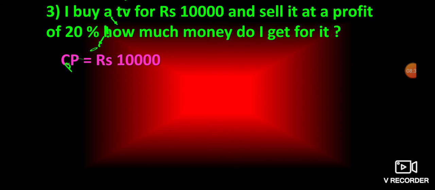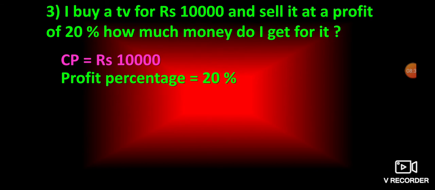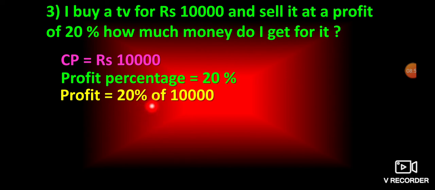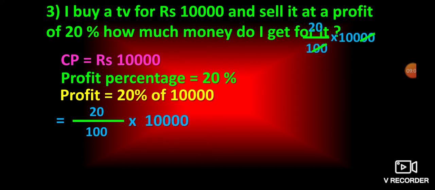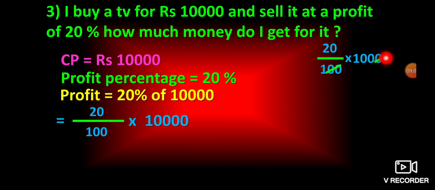And sell it at a profit of 20%. Profit percentage equal to 20%. How much money do I get for it? That is, what is the selling price? Profit percentage is 20%. We don't know how many rupees as profit. First we find the profit. Profit equal to 20% of 10,000. That is 20 by 100 into 10,000. By simplifying this, two zeros can be cancelled. 20 into 100 is 2,000. So profit is 2,000.